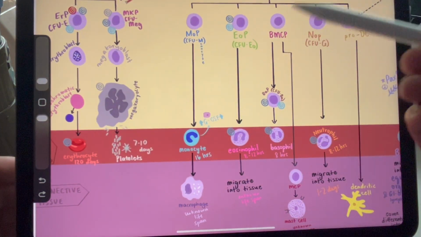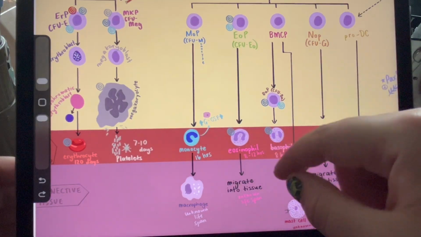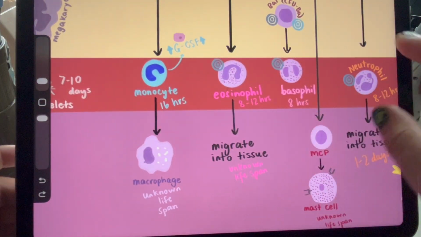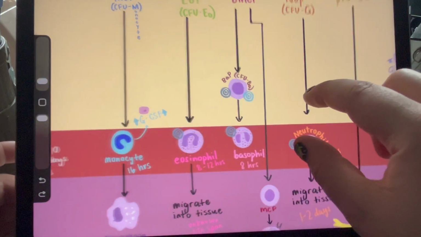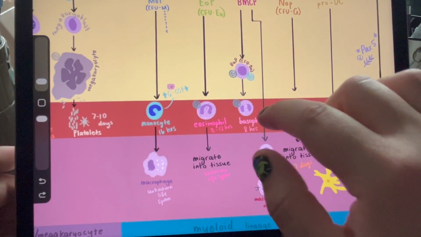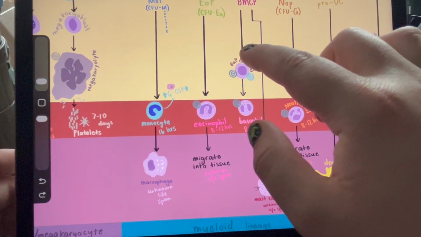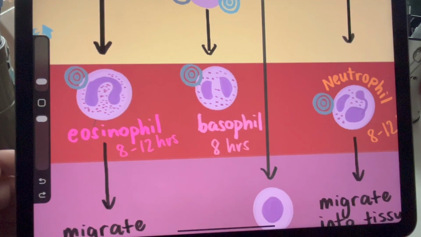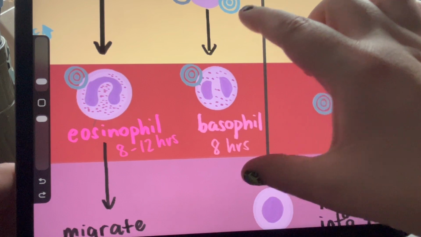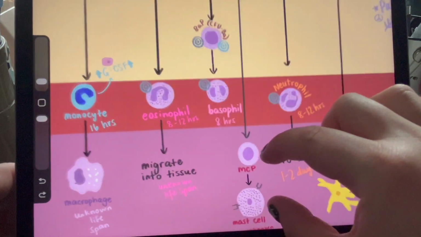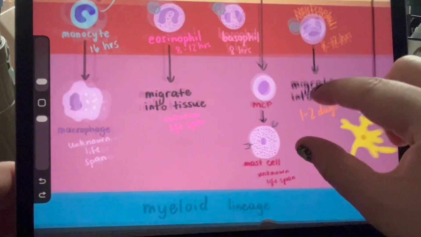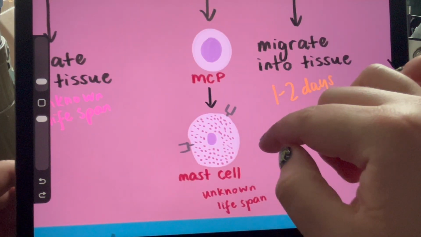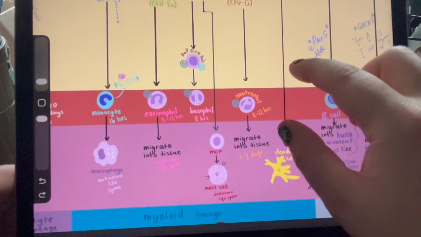And then we've got the eosinophil progenitor that's going to move into eosinophils, which will survive for 8 to 10 hours in the blood and then migrate into tissue. Again, we don't know their lifespan. The basophil mast cell progenitor is going to differentiate into either the basophil progenitor or the mast cell progenitor. This also has the colony forming unit basophil, and that's going to turn into a basophil, and that basophil is going to survive in the blood for 8 hours, or the mast cell progenitor is going to go straight into the connective tissue and differentiate into a mast cell. These also have an unknown lifespan.